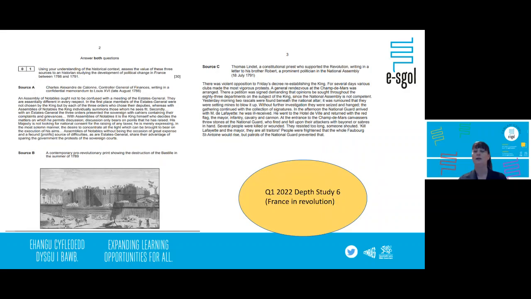This is an example from the Depth Study 6, which is France in Revolution. So again, exactly the same layout. Look, you've got your question, you've got your attributions, and then you've got your sources. You don't always have to have written sources. You may have pictures or maps as part of your source pack that they give you, and that's what's happened in this one here. You've got your picture source there.